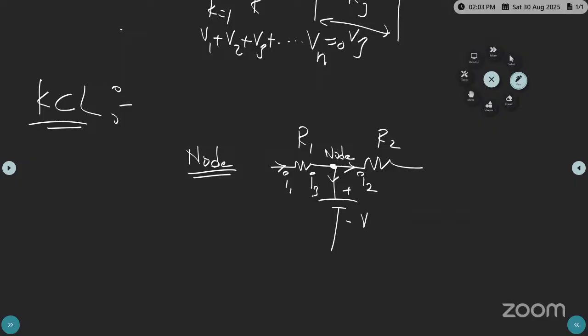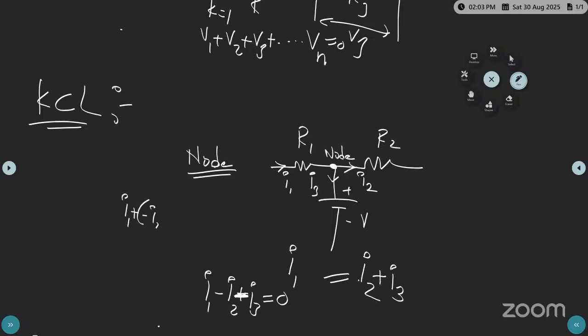So here, what currents are entering the node? I1 is entering, I2 leaving, I3 leaving. So the algebraic summation of currents entering the node is equal to the algebraic sum of currents leaving the node. If you bring this to the left side, it becomes I1 minus I2 minus I3 is equal to 0. Or you can write I1 plus or minus I2 plus or minus I3 is equal to 0.